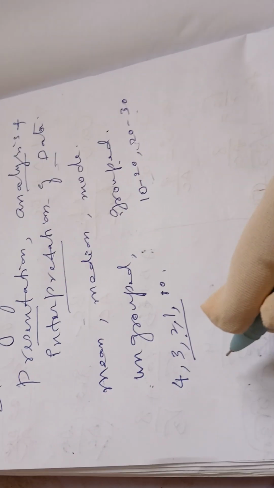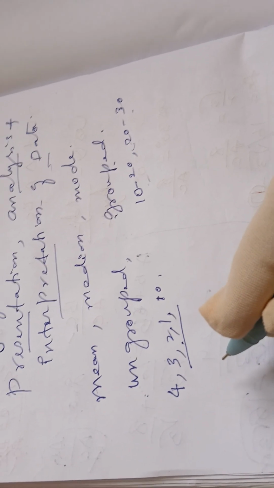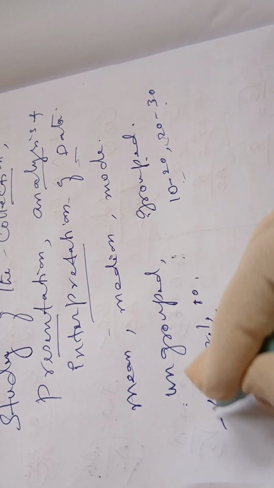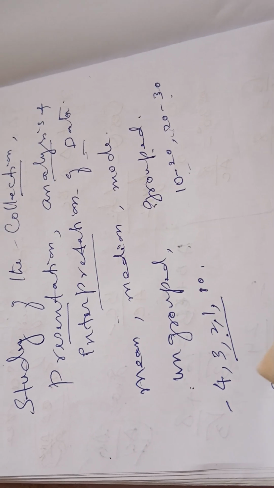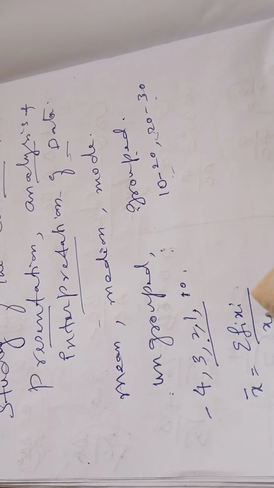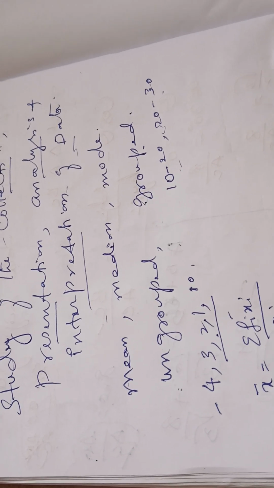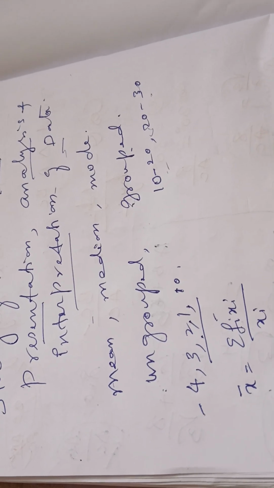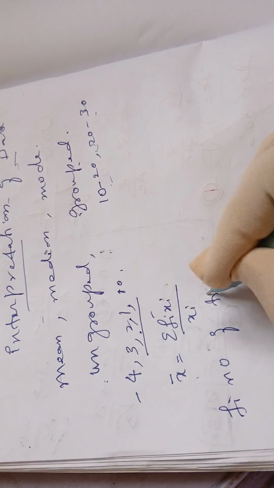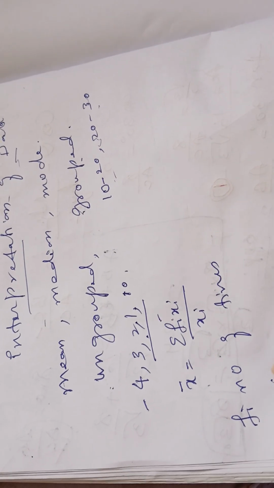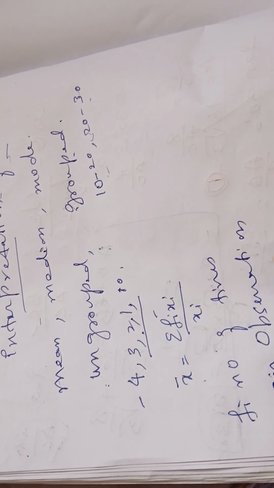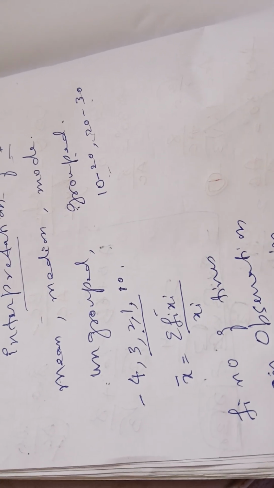So here in ungrouped data, the mean can be found out by x bar is equal to sigma fi xi by sigma fi. Here fi is the frequency, fi is the number of times an observation occurs, the number of times the observation occurs in the given data.